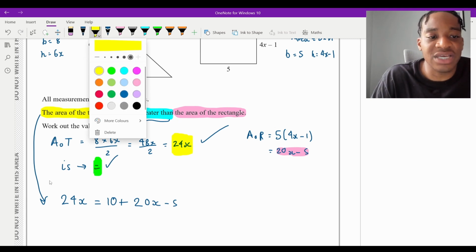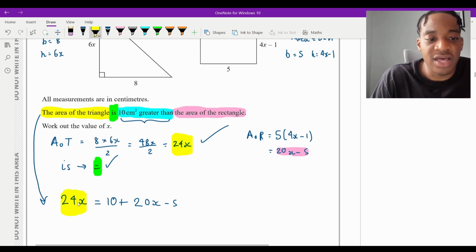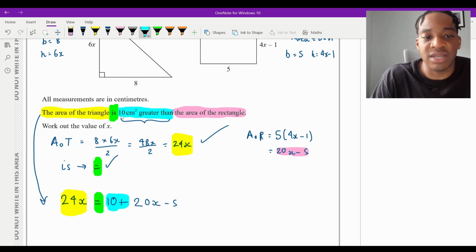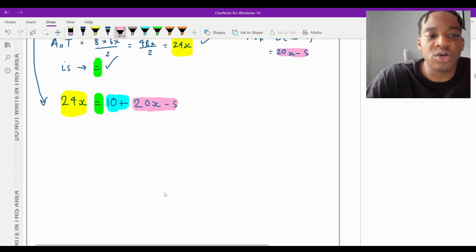So I'm going to highlight this in yellow just so it's super clear. This part is that part there, and then this is the "is", and then this part is the 10 centimeters squared greater than. Remember, these are areas, so that's why it's just 10 here, and then we've got this part here. So essentially, remember, they've asked us to solve or to work out the value of x, meaning that we have to solve an equation. And we've formed this equation now, and this will give you a couple of marks. So now we just need to solve it.